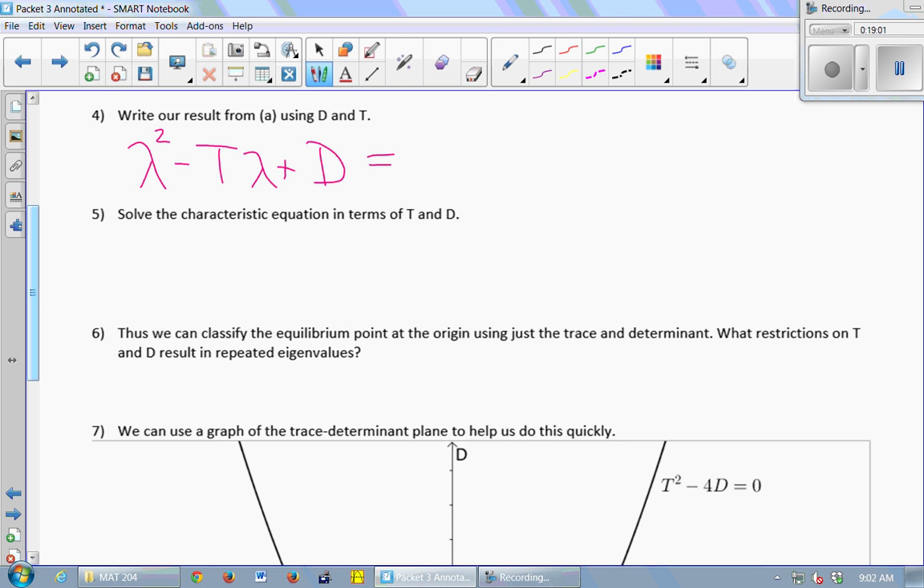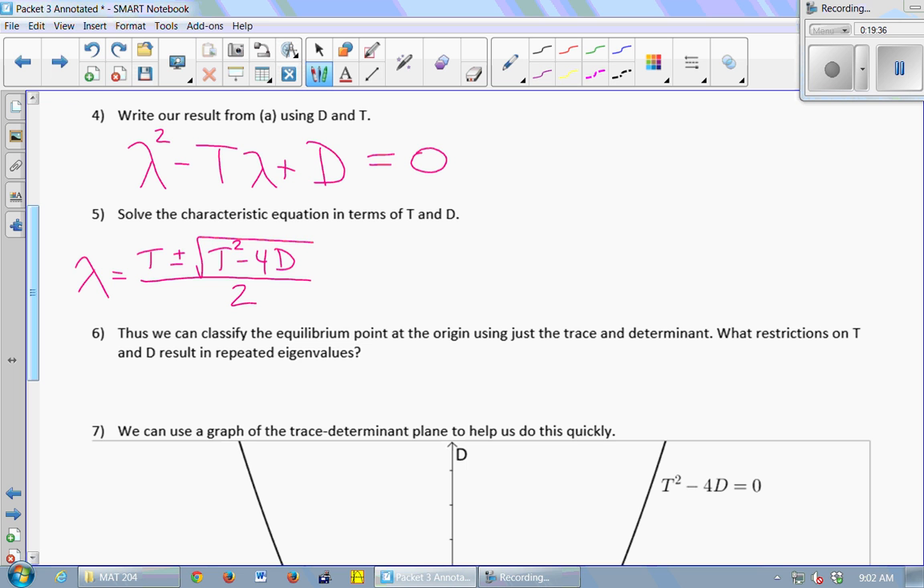So if I have that equal to 0, then lambda is going to be the opposite of B, right? And in this case, B would be negative trace. So this becomes T plus or minus the square root of T squared minus 4 times 1 times D, all over 2. So we just did the quadratic formula on the polynomial up there.